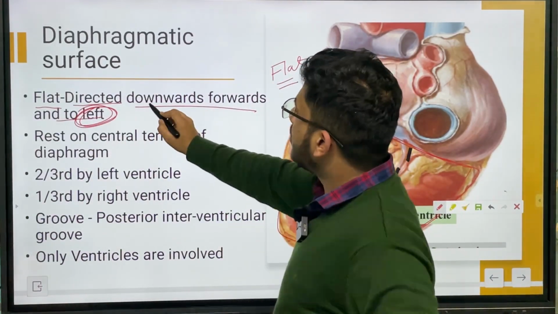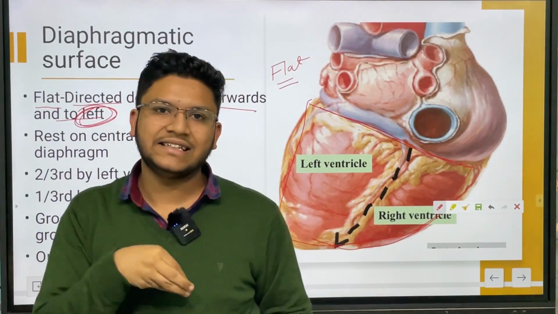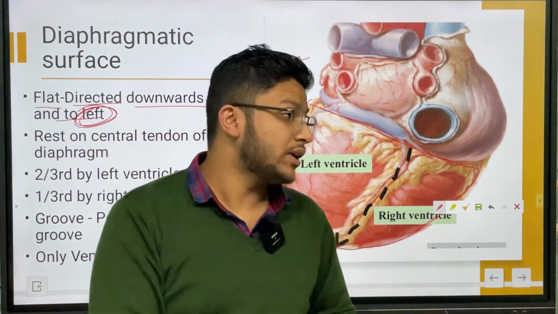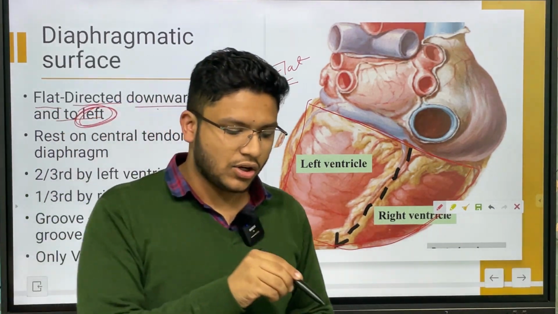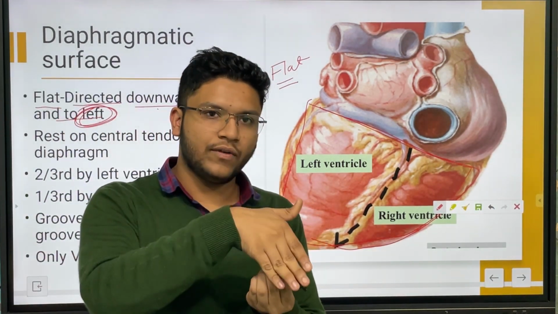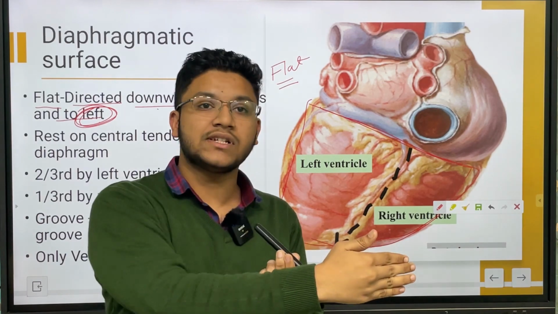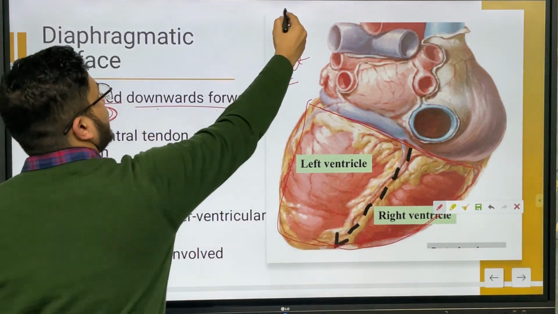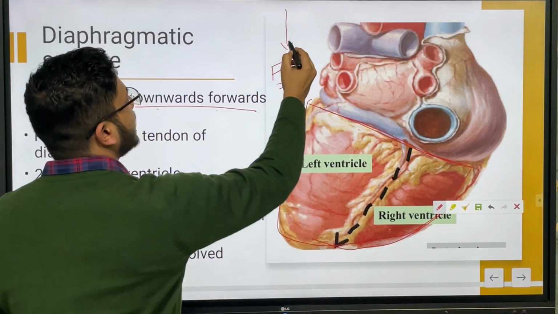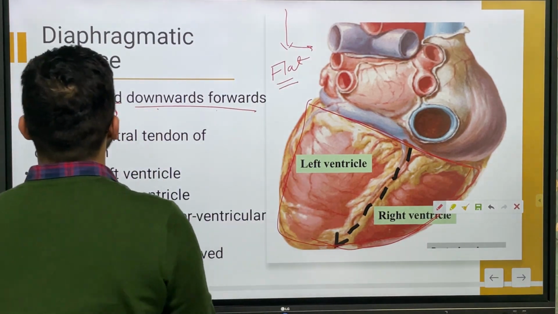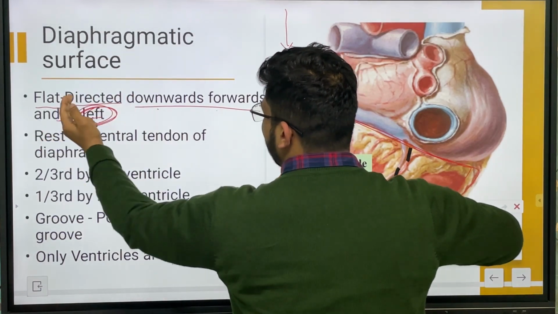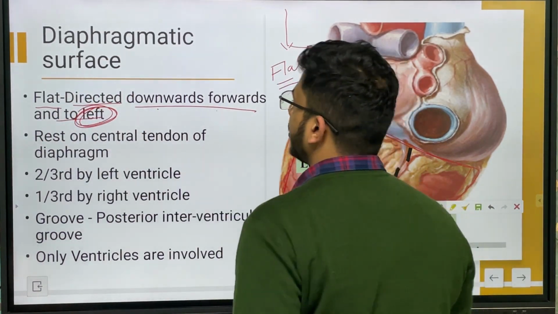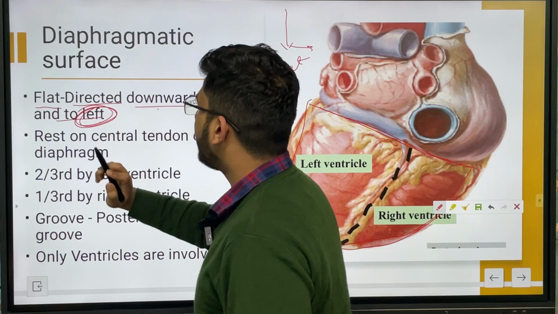The thing is, it is downwards. I told you that it's left and downwards. So it is downward, left and forward. So forward, downwards and left side. So this is the orientation of your heart. The diaphragmatic surface also has the same orientation, that is downward, forward and left.